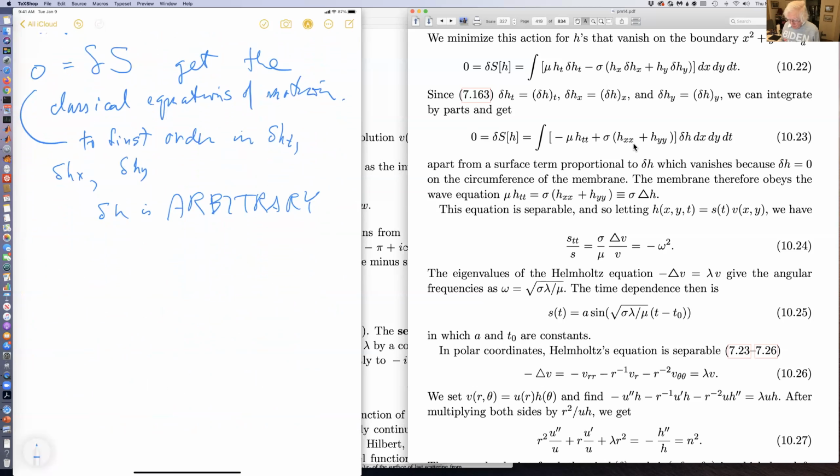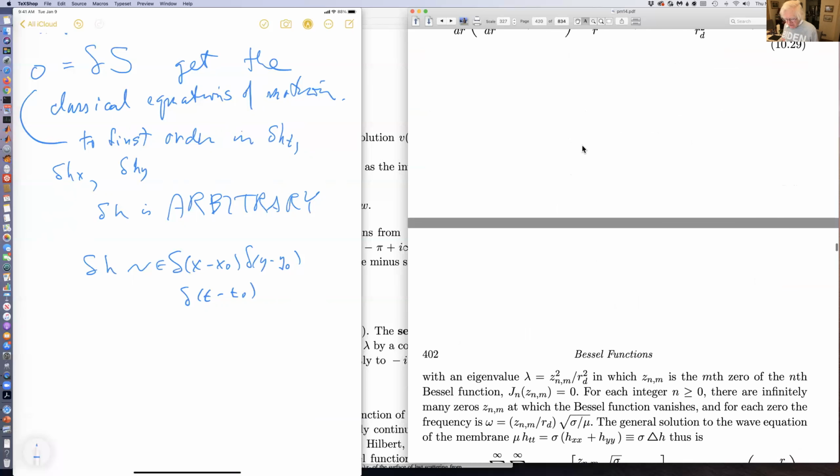In other words, one could have said that delta h is essentially delta(x minus x0), delta(y minus y0), delta(t minus t0), times some small epsilon, and that would give you this square bracket at x0, y0, t0. And so that's the principle of least action.